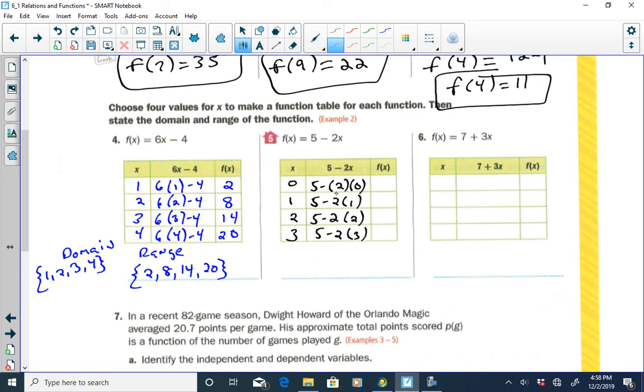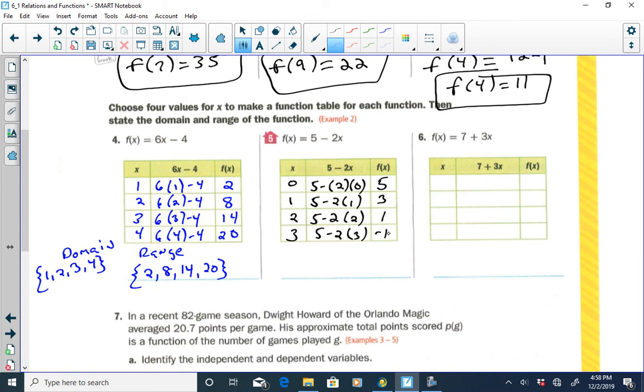All right. 2 times 0 is 0. 5 minus 0 is 5. So when the input's 0, the output's 5. 2 times 1 is 2. 5 minus 2 is 3. 2 times 2 is 4. 5 minus 4 is 1. 2 times 3 is 6. 5 minus 6 is negative 1.